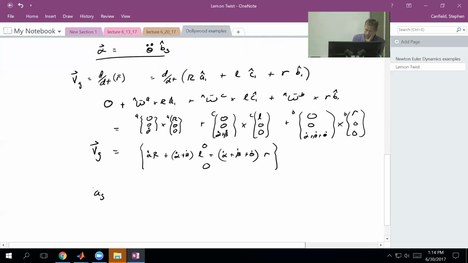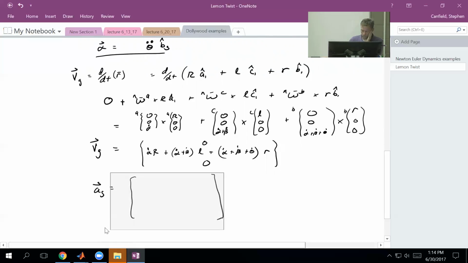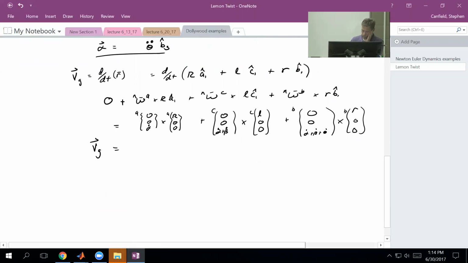Acceleration at G. Take the derivative of this thing first. Oh, by the way, all of these are, oops, messed up. Made an error, didn't we? Go back. We're on a roll. So first we get alpha dot R in the A2 direction. We get an alpha dot plus beta dot L in the C2 direction, plus an alpha dot plus beta dot plus theta dot r in the B2 direction.